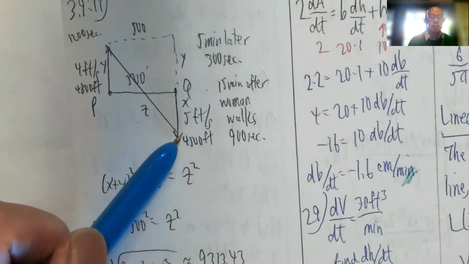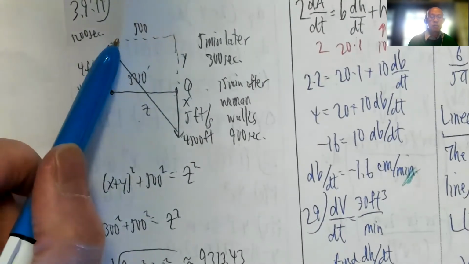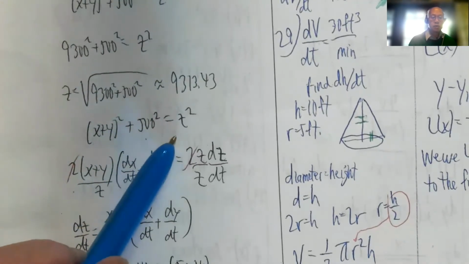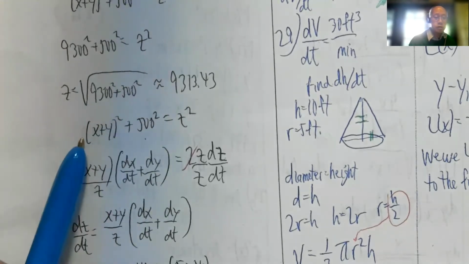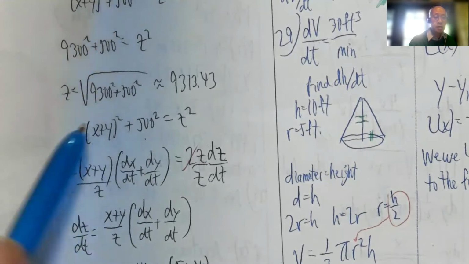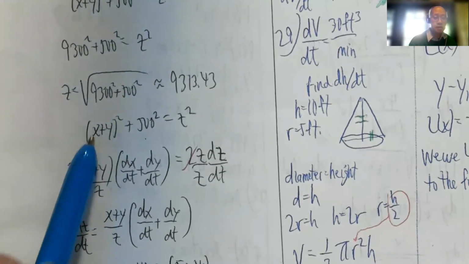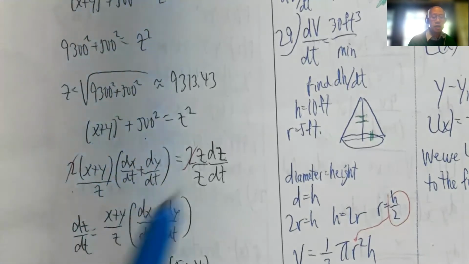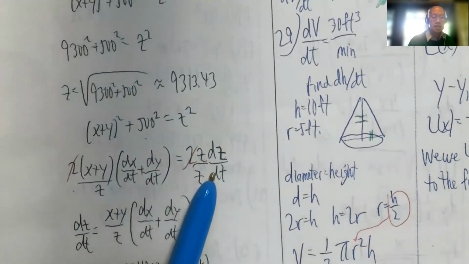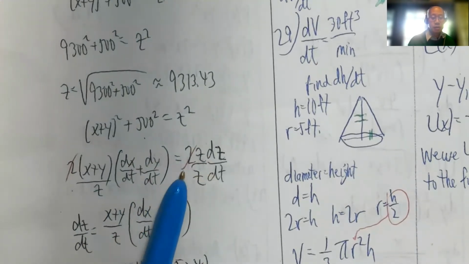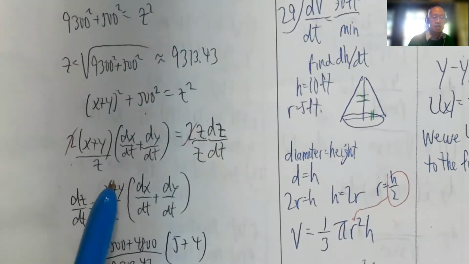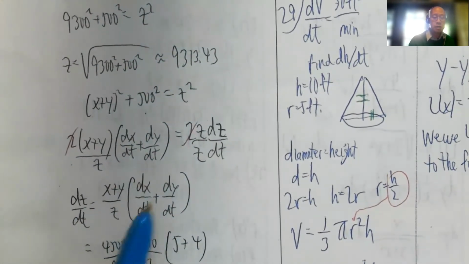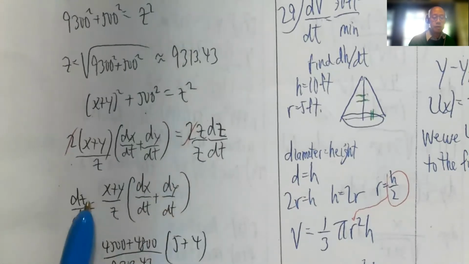Okay, and now the Pythagorean relation, x plus y squared plus 500 squared equals z squared. Okay, differentiate with respect to t. 2 times x plus y times the derivative of the inside with respect to t, dx/dt plus dy/dt, equals 2z dz/dt. Okay, I can cancel out the 2's and divide by z. So dz/dt is x plus y over z, times dx/dt plus dy/dt. Now I plug everything in.